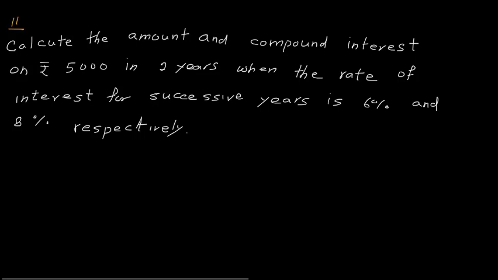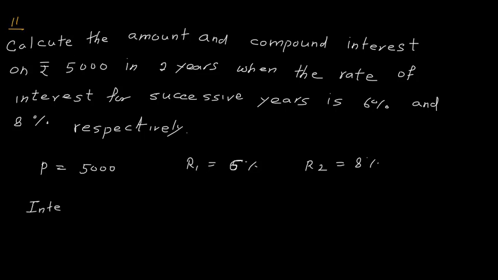Okay, so here principal is rupees 5,000. Okay, and we have two rates. One is R1, which is 6%, and we have R2, which is 8%. Okay, so I will calculate interest for the first year.